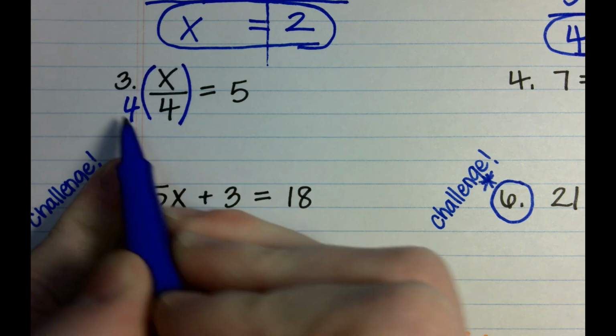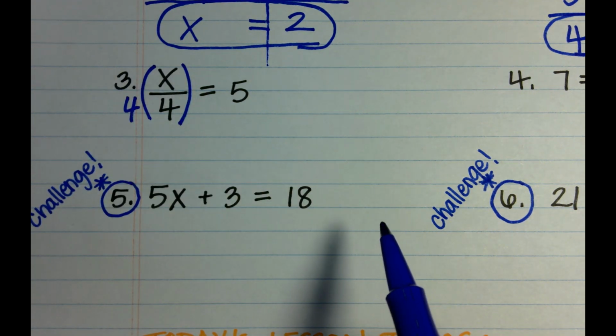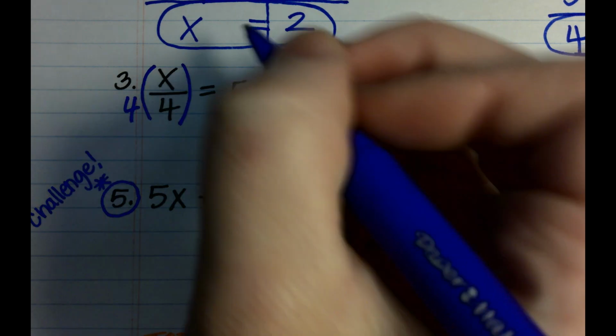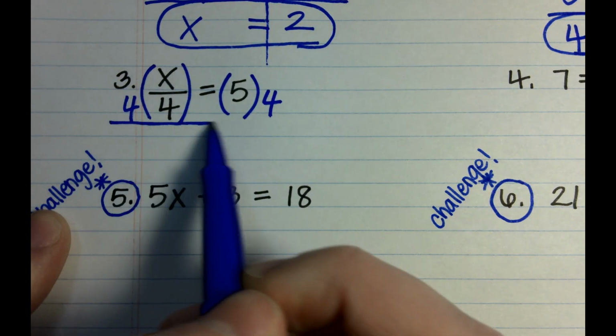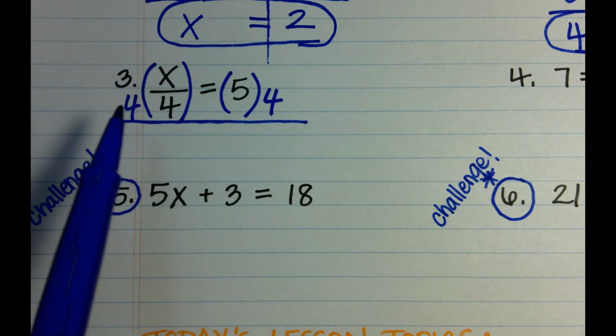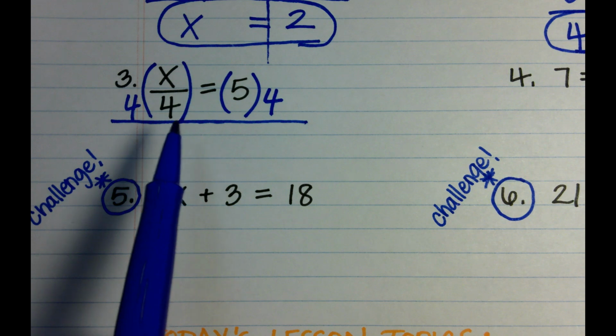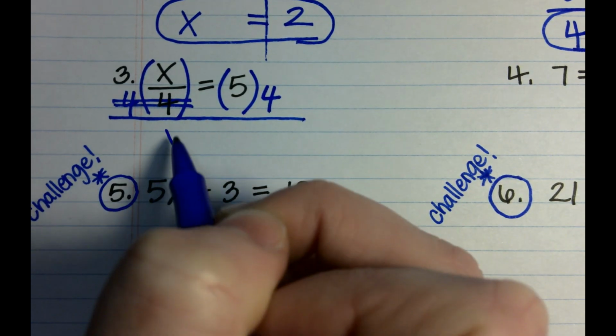So I'm multiplying this side of my equation by 4. Where else do I need to multiply by 4? On the other side. Perfect. Okay. So what happens to my 4s over here? You gotta cancel them out. Cancel them out. Good. Which is going to leave x all by itself.